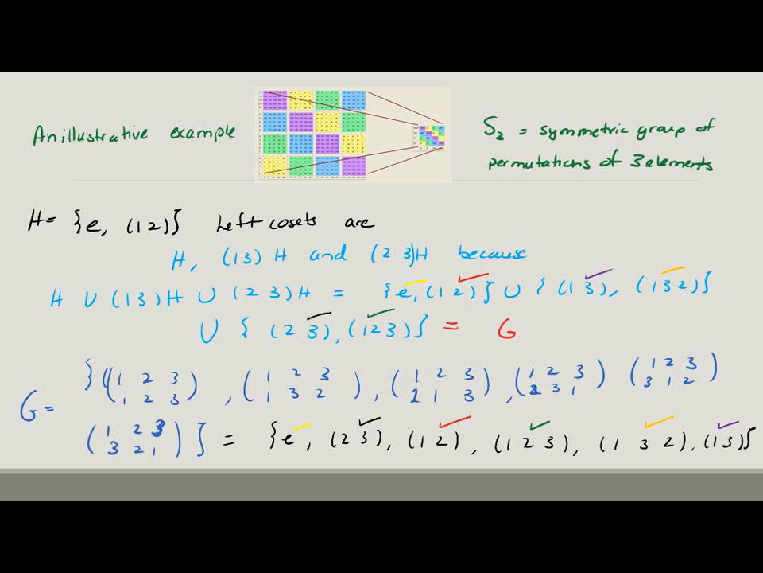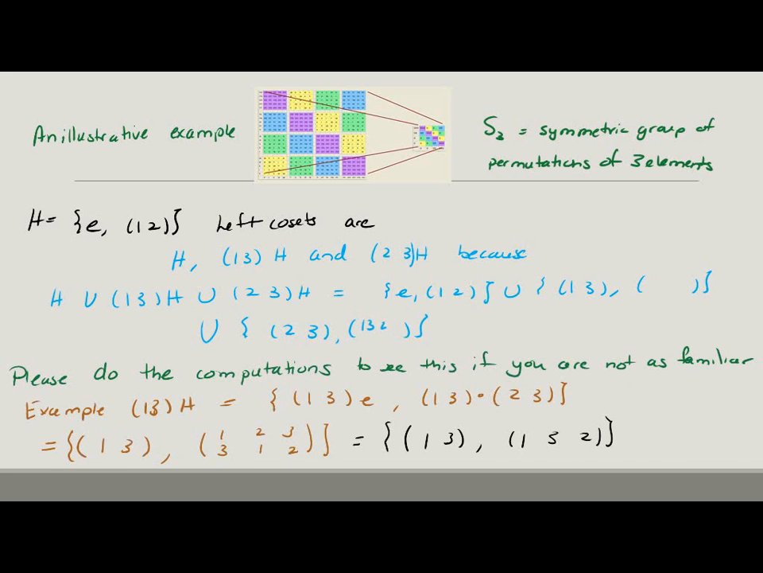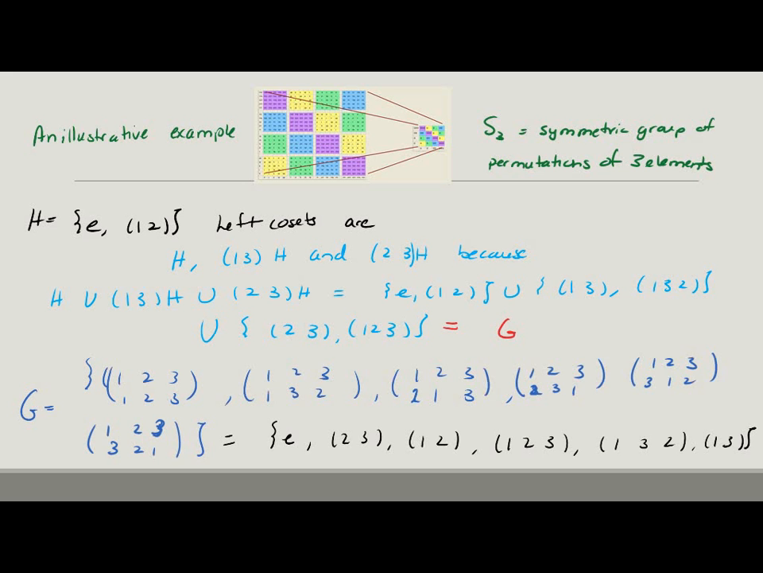I'm sorry, can you go back to where you did (1 3) on the left of each element in H? Why do you compose (1 3) with (2 3)? Did I make a mistake? Because H is E and (1 2), right? Yeah, it should be (1 2). Okay. Hopefully I meant to write (1 2). Okay. It must be, because otherwise I wouldn't get the whole thing. This is with sleep. I have no excuse. I don't know what to say.